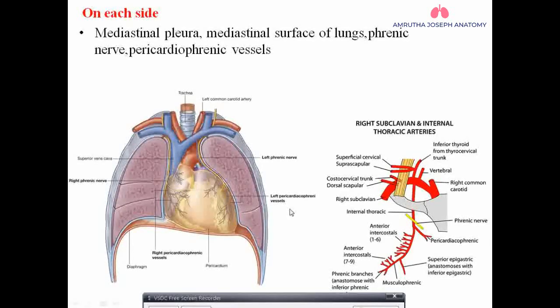Pericardiophrenic vessels are the branches of the internal thoracic artery, which is a branch of subclavian artery. Subclavian artery on the right side is a branch of brachiocephalic trunk. On the left side, it is a branch of arch of aorta. Arch of aorta is a continuation of ascending aorta.